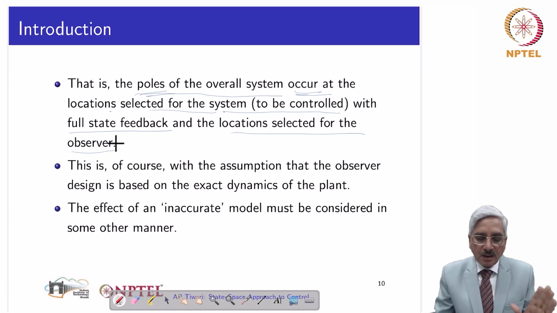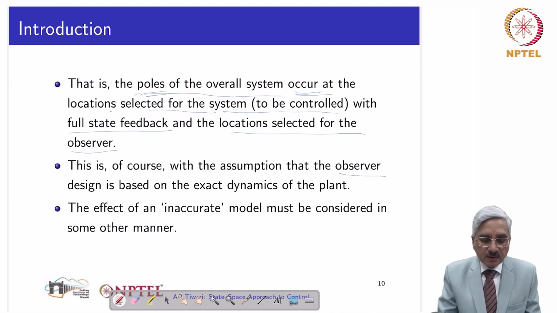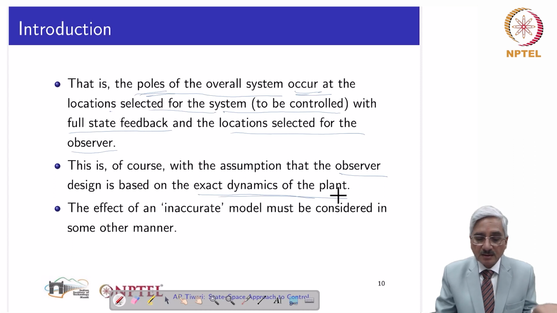Of course, we have a very strong assumption that the design of the observer is based on the exact dynamics of the plant. The control design was also based on the exact dynamics of the plant. So both for the controller design as well as the observer design, we assume the knowledge of exact plant dynamics, that is the A, B, C matrices, and that the state space model in which these matrices are used characterizes the system with full confidence, full faith.